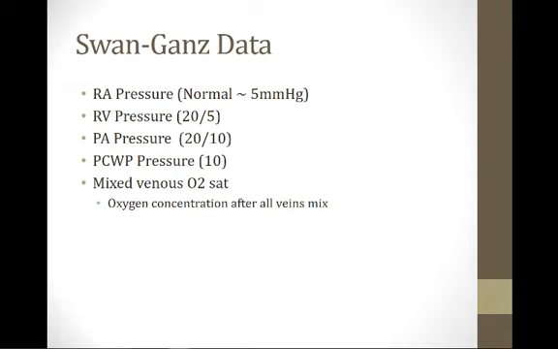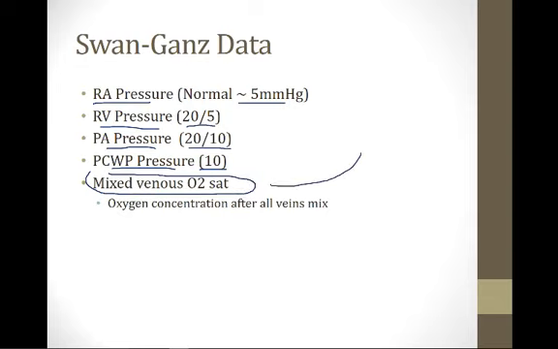So shown on the screen here are the data that you can get from a Swan-Ganz catheter. As I said before, you can measure the RA pressure, normal is about 5. You can also measure the RV pressure, normal is about 20/5. You can measure the PA pressure, normal is about 20/10. And then you can measure the wedge pressure, and normal is about 10. You can also take a blood sample from the pulmonary artery. This is called a mixed venous oxygen sample, and measure the mixed venous oxygen saturation or the mixed venous oxygen concentration.